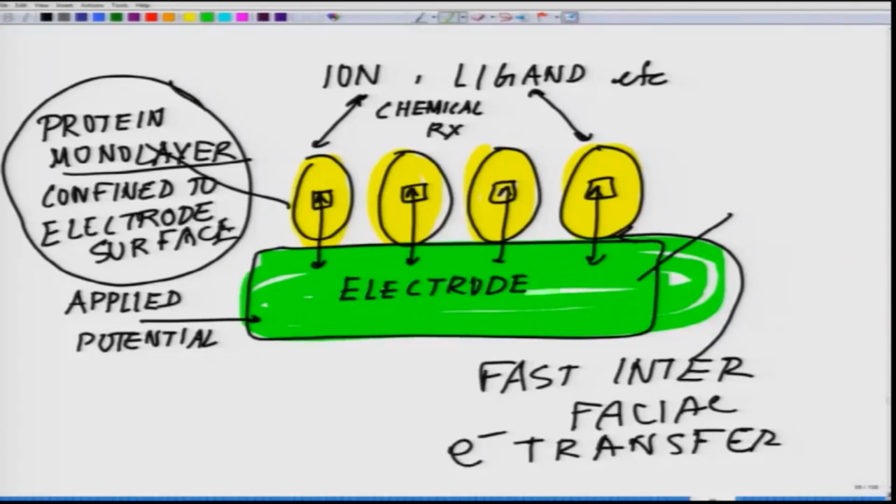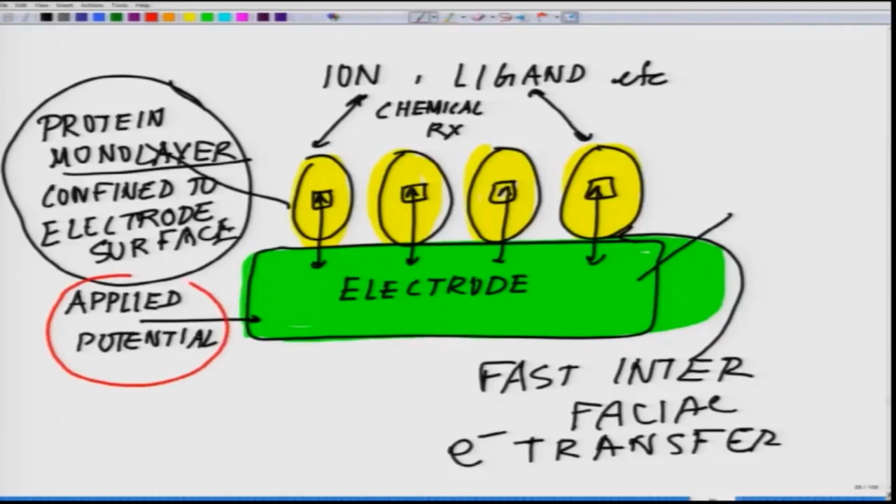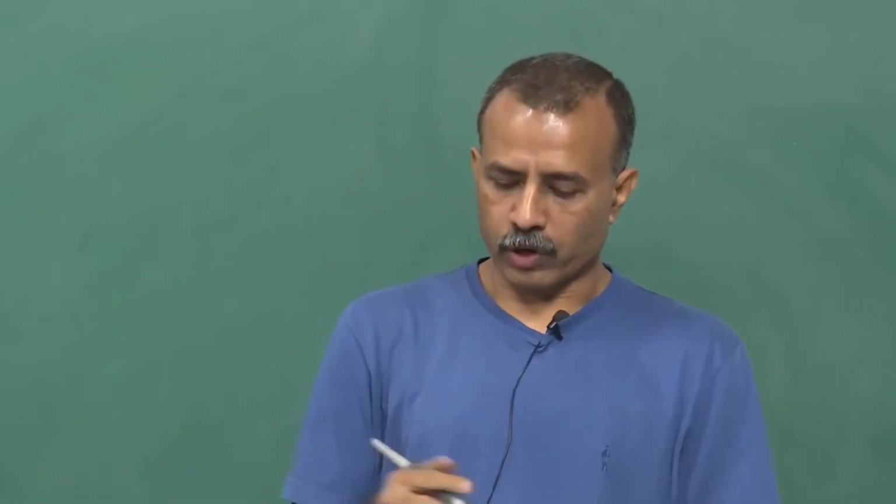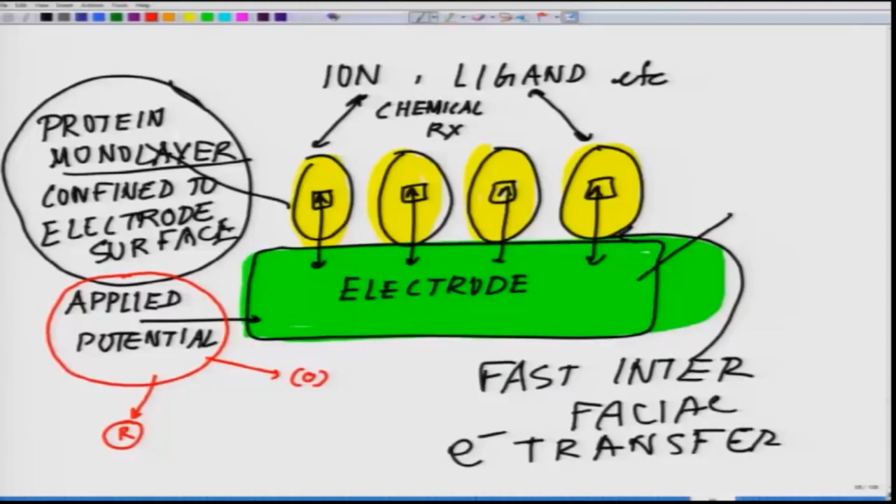Now, you have access, you can do two things here. You can apply a potential and either you can oxidize the protein or you can reduce the protein, because you can flood it with excess electrons if it is an electron acceptor, or you can make a deficit of it, because you can change the polarity of it. So, think of it for a minute.